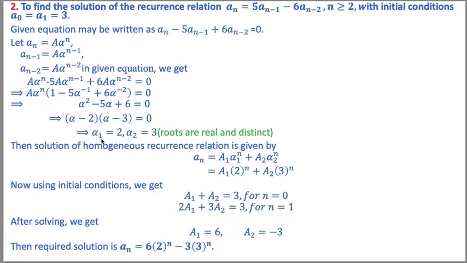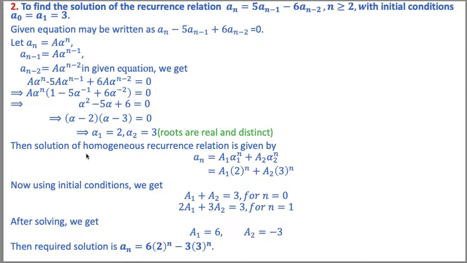It means alpha equal to 2 and alpha equal to 3 are roots of this characteristic equation, alpha square minus 5 alpha plus 6 equal to 0. This is the characteristic equation. Here the roots are real and distinct.